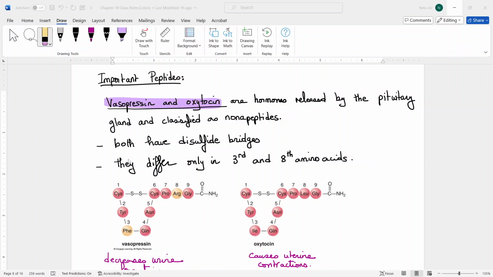There are several important peptides that have specific functions. Just to name a few, vasopressin and oxytocin are hormones that are released by the pituitary gland. They are made up of nine amino acids connected together, which is why we call them nonapeptides. There is a disulfide bridge between amino acid 1 and amino acid 6 in both of them.